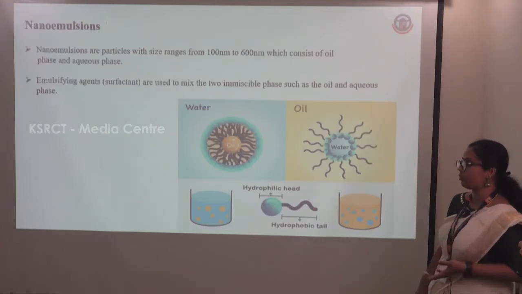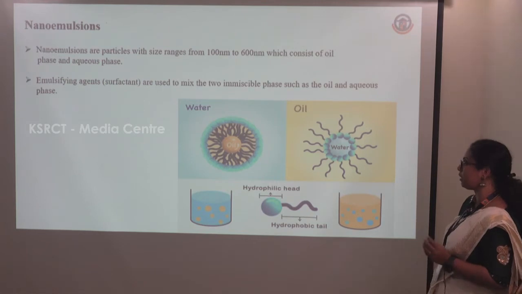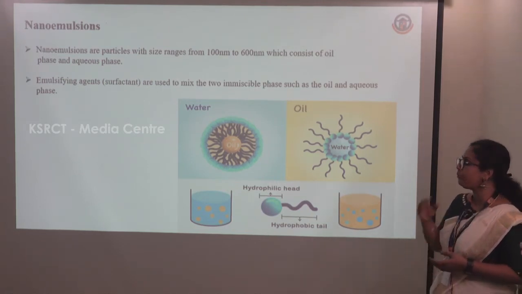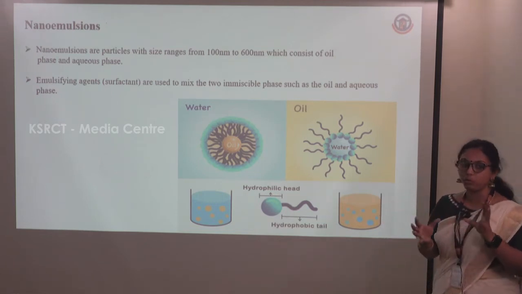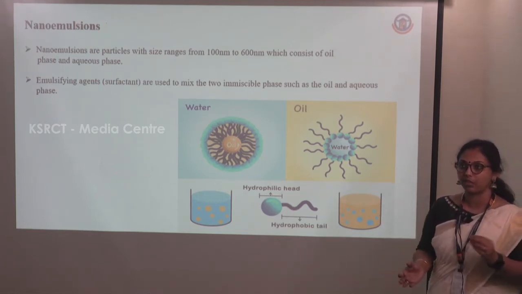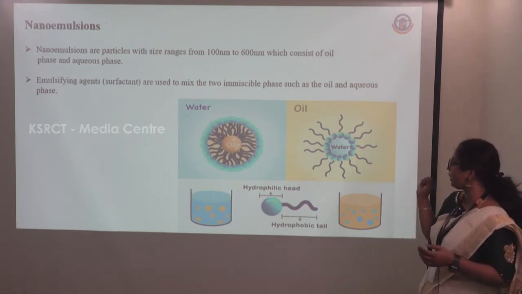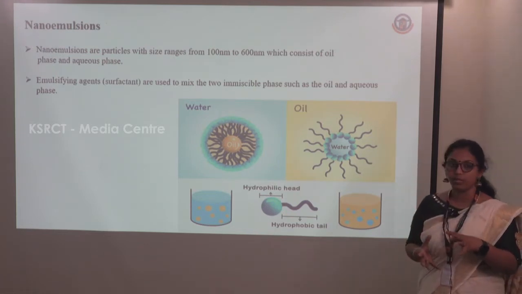Now coming to the nanoemulsion. Nanoemulsions are particles in the size range of 100 to 600 nanometer, though mostly it will be from 10 to 100 nanometer. As I told you, there will be two immiscible phases, which can be liquid or solid, a dispersed phase and a continuous phase. These both phases should be mixed properly.